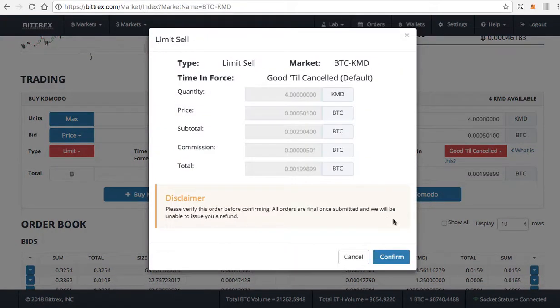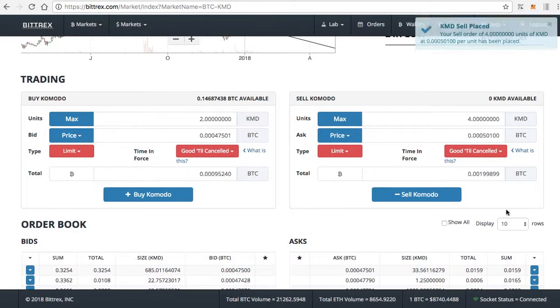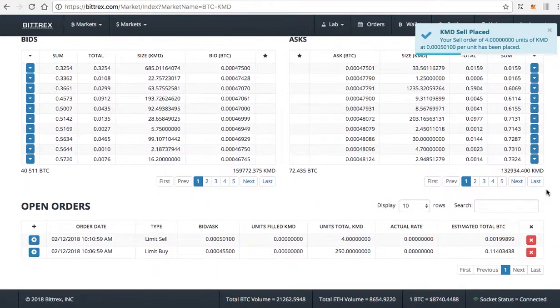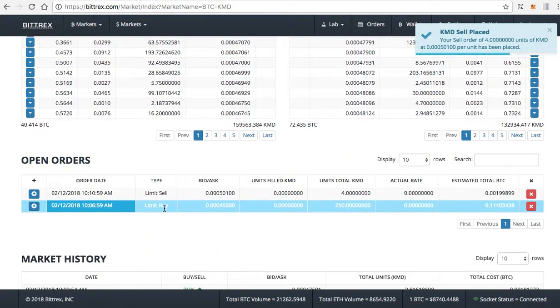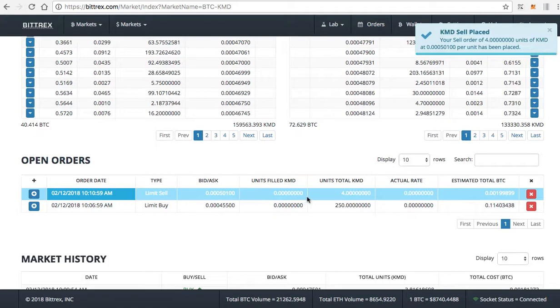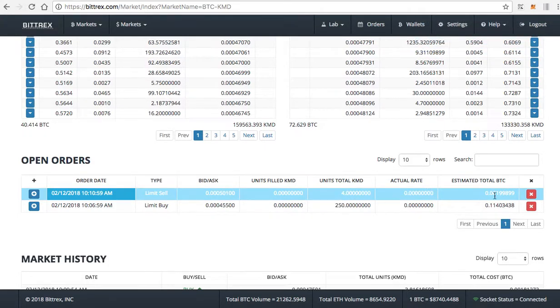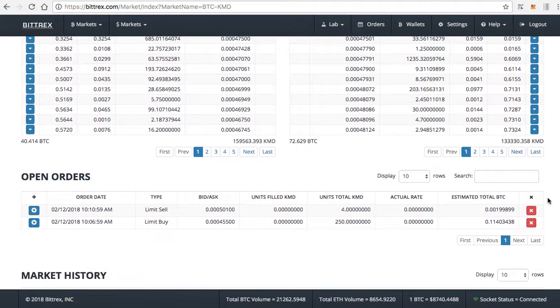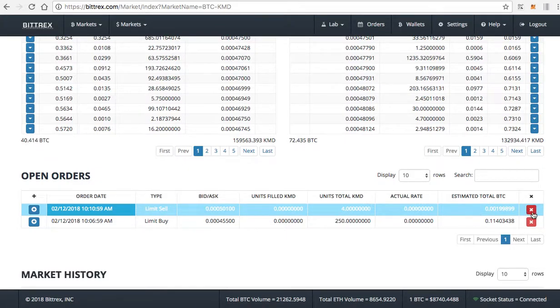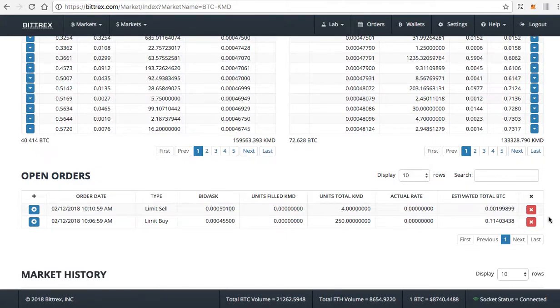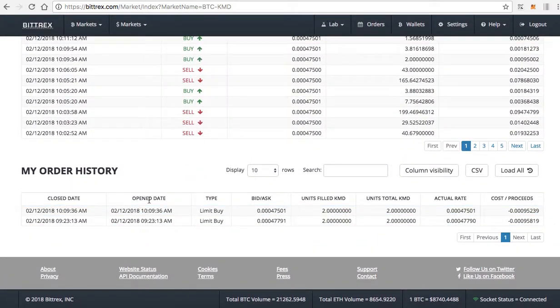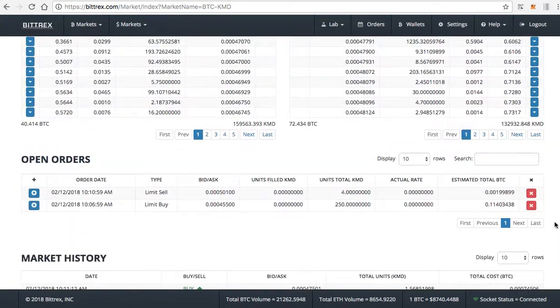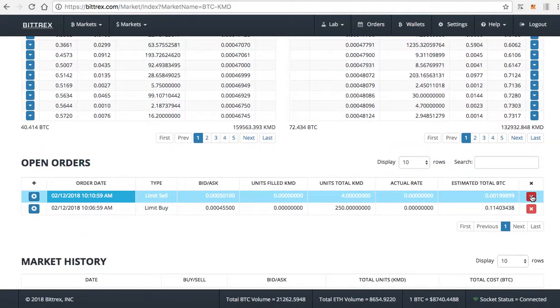And then what that does, say confirm, it puts it on my open orders as a sell. So I have my buy and then I have my automatic sell. So what happens here is now I don't have to watch this market. I have my sell order set, and when it goes up to 0.0005, it will automatically sell that, and it will show up down here as my order history as a sell for Komodo. Okay? I'm going to cancel this because I don't want to sell it.